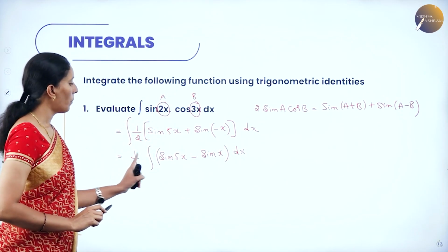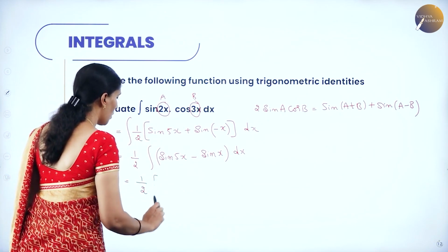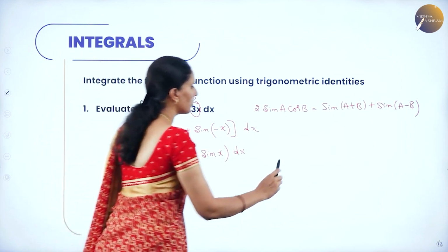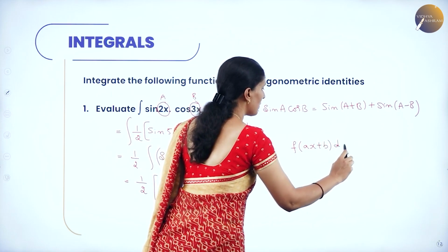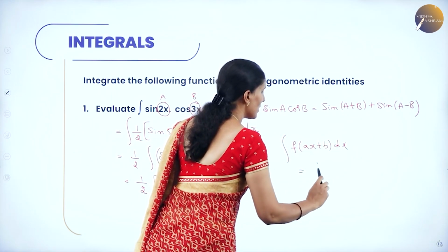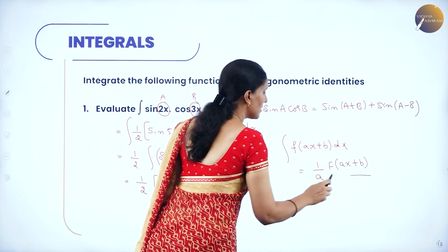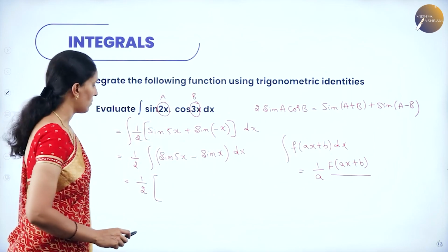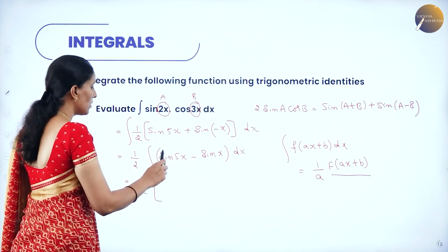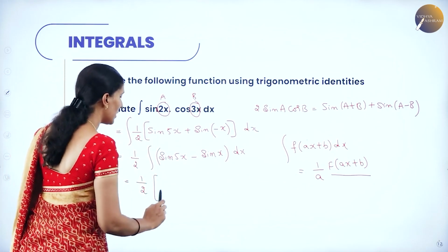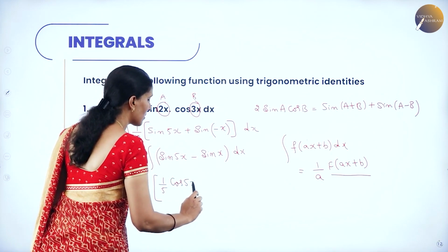Now integrate both the values separately. We can take half as a common factor. What is the integration of sin 5x? We know that if f of ax plus b is there with respect to dx, then it can be written as 1 by a times F of ax plus b, where F is the original function of this derivative. So what is the integral of sine? The integral of sine is the cos function. But this is in the form of ax plus b, therefore it is 1 by 5 times cos 5x.